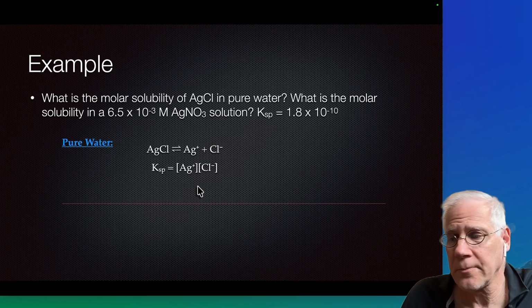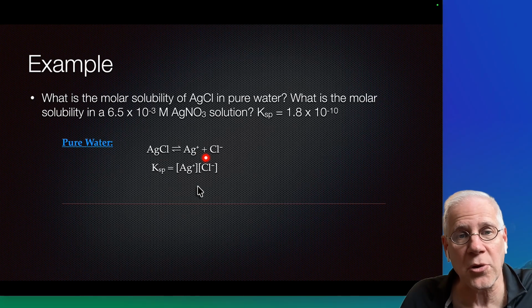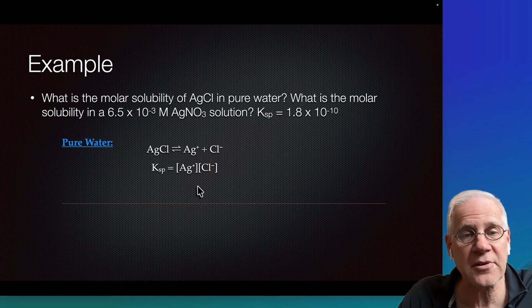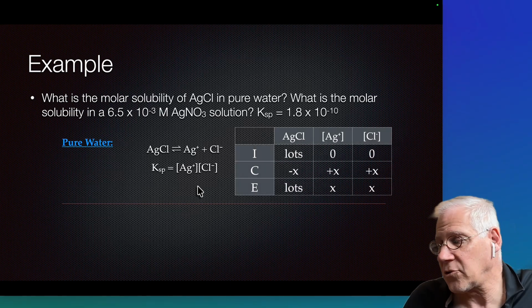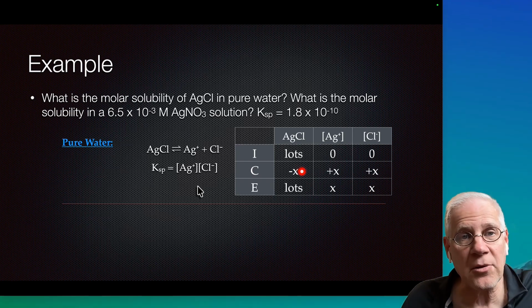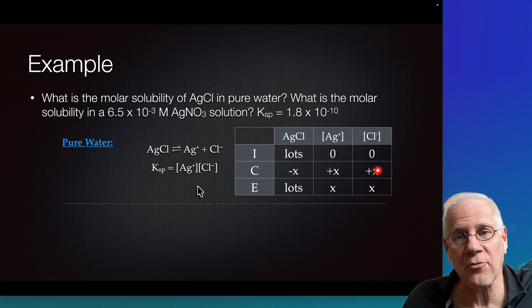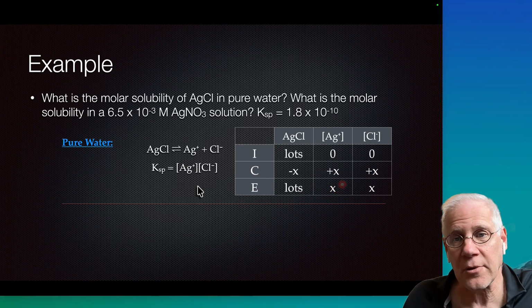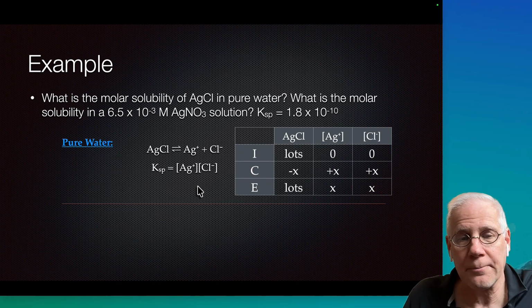So in pure water, I still have the exact same equilibrium. AgCl goes to Ag plus and Cl minus. I have a Ksp of the Ag plus times Cl minus concentrations. I can do an ICE box. Lots of silver chloride, no silver, no chloride. I lose X amount of silver chloride. I gain X amount of silver. I gain X amount of chloride. At equilibrium, I still have lots of solid. I'm going to have X amount of silver, X amount of chloride.